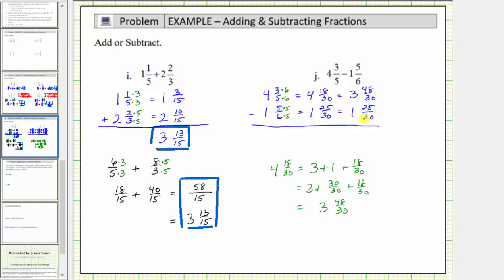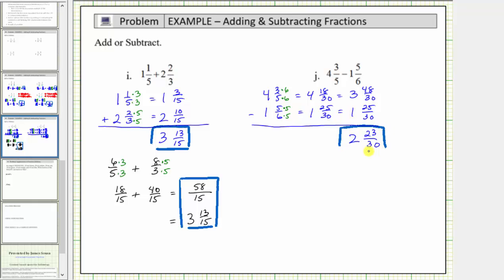And now we can perform the subtraction. To subtract the fractions, we first subtract the numerators. 48 minus 25 is equal to 23, and the denominator remains 30. So the fraction part is 23/30, and now we subtract the whole numbers. 3 minus 1 is equal to 2. Notice the fraction does not simplify because the only common factor between 23 and 30 is 1. This is the difference using mixed numbers.